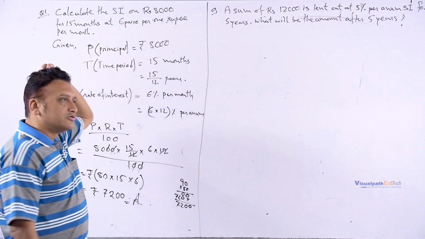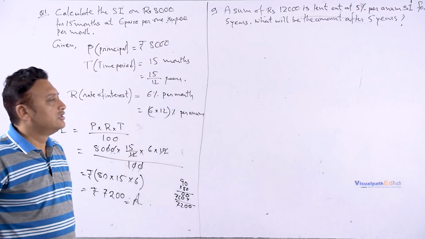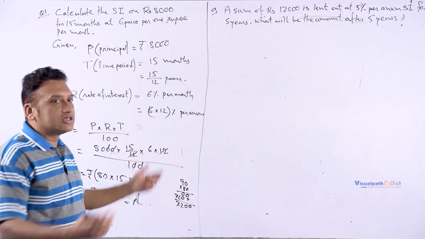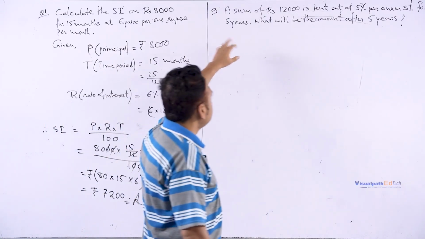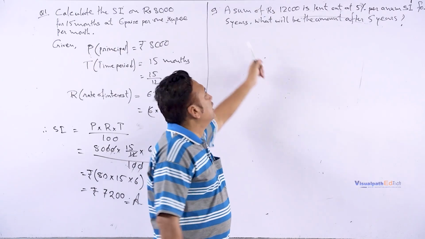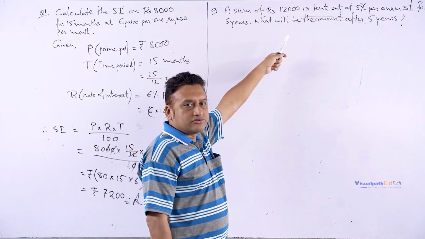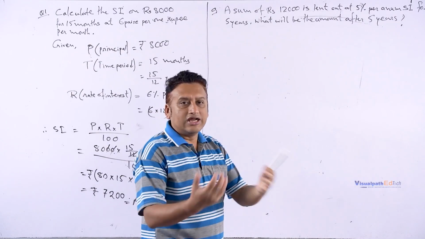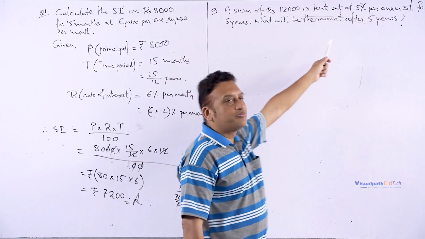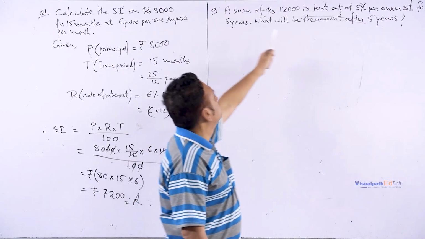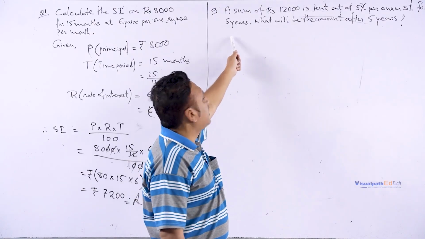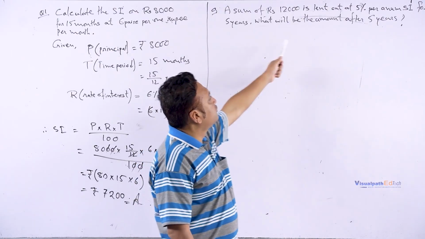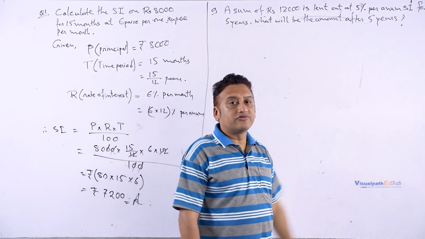So, this is how we do the sums if we are asked to find out the interest. Now, let us see another sum over here. So, this sum says a sum of rupees 12,000 is lent out at 5% per annum simple interest for 5 years. What will be the amount after 5 years?